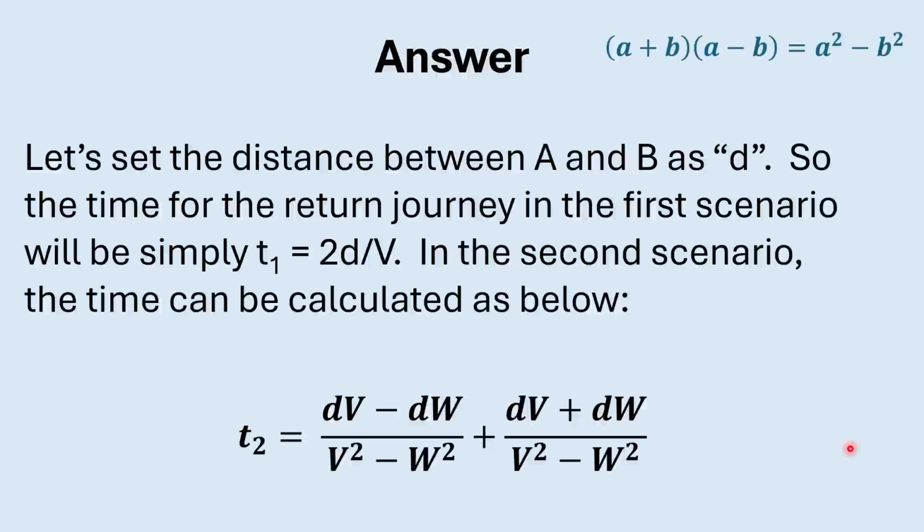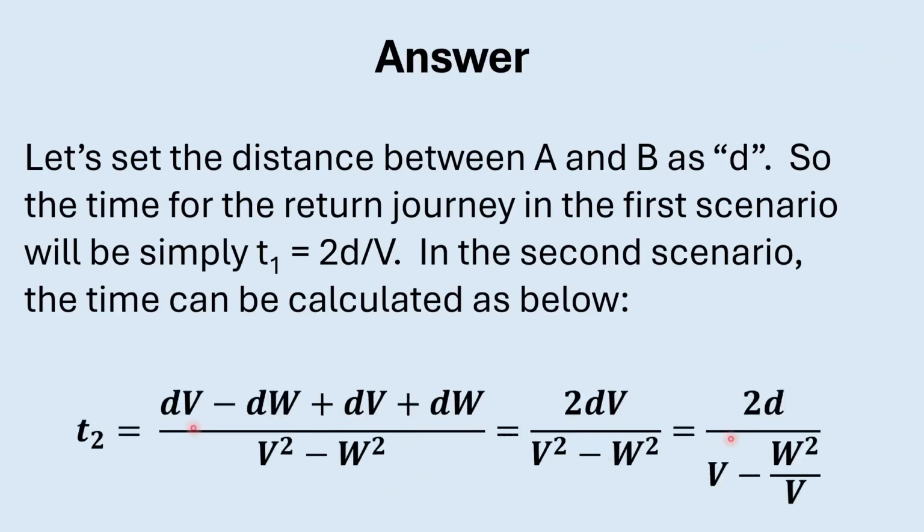Because these two fractions have the same denominator, we can add them by keeping the same denominator and adding the numerators. So T2 is equal to dv minus dw plus dv plus dw, divided by v squared minus w squared. The good thing here is that this minus dw and this plus dw can cancel each other out, leaving 2dv divided by v squared minus w squared. And T1 is equal to 2d divided by v.